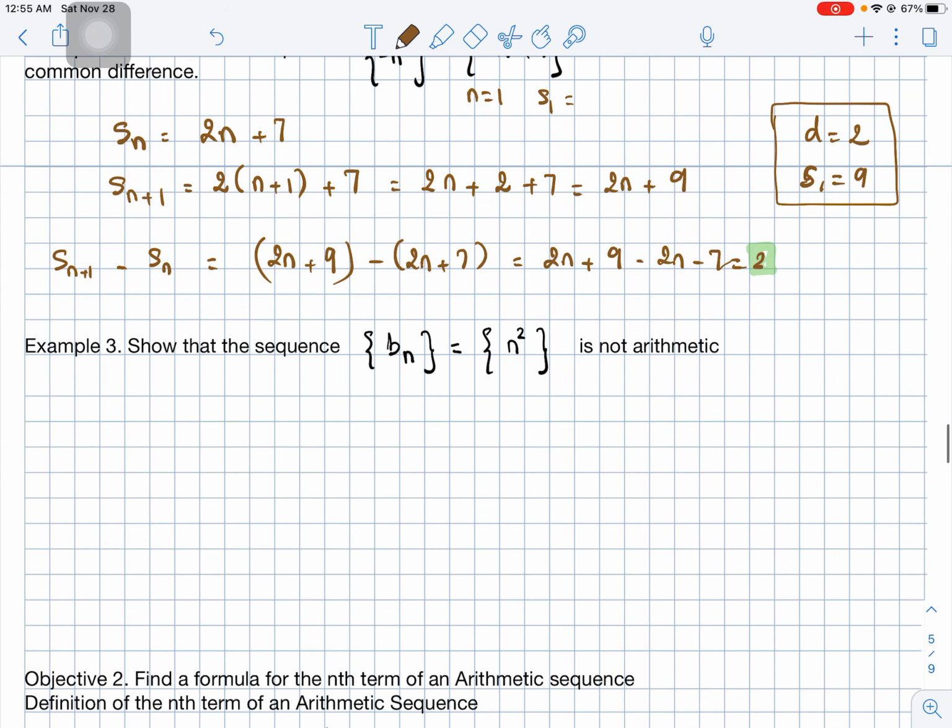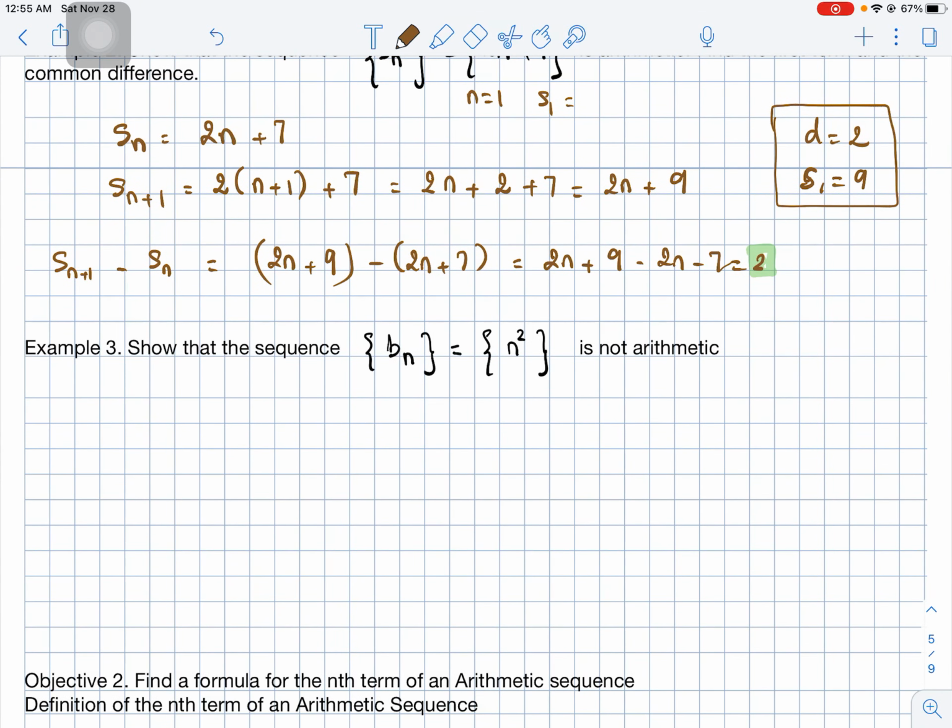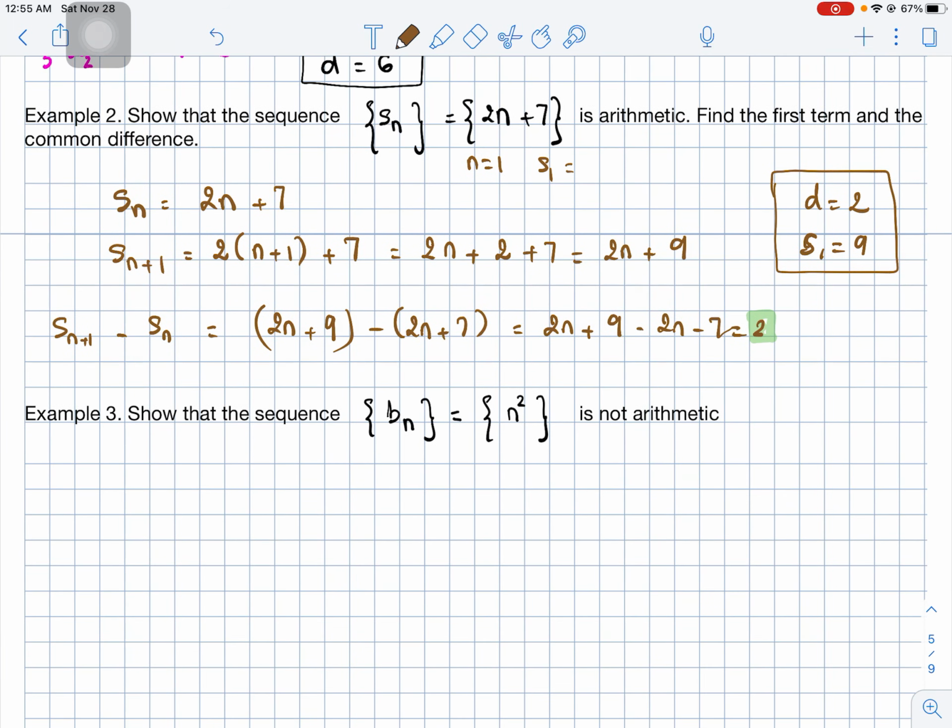Example 3, we want to show that the sequence Bn is not arithmetic. So similarly, like example number 2, we want to check if the sequence is arithmetic. So let's copy the same way as example number 2. So we have Bn is n squared. Now the next one has to be n plus 1. Then you plug in n plus 1, then you get n plus 1 squared.